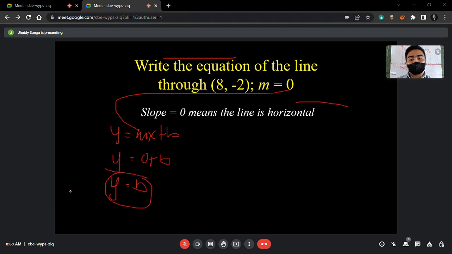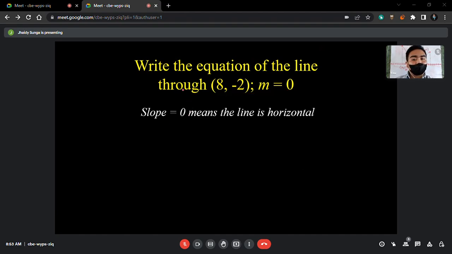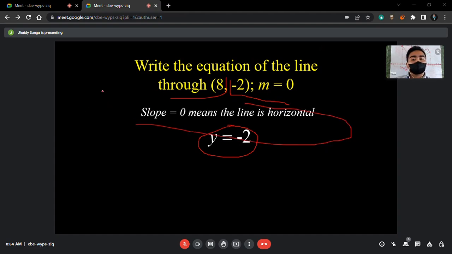And in that case, what is your y-intercept? A while ago, I just told you that this is your x-intercept and this is your y-intercept. Now, what is your slope or your equation? The equation of the line will be y is equal to negative 2. Get it already? So we will not be getting the 8 already because we now know that y is equal to 2 when the slope is 0, knowing that it is a horizontal line. Okay? Alright.